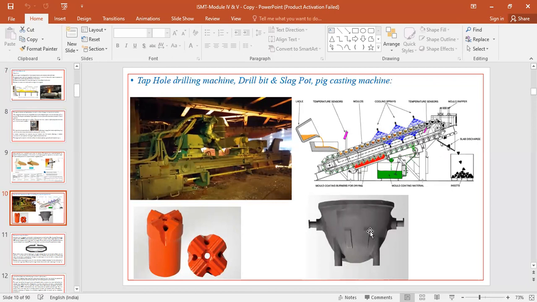Apart from this, there is also another facility which is always available in integrated steel plants, that is the pig casting machine. Whenever there is no requirement of hot metal in the steel making shop, or any extra excess amount of hot metal is generated, and this hot metal cannot be preserved for a longer time in either torpedo ladles or transfer ladles.